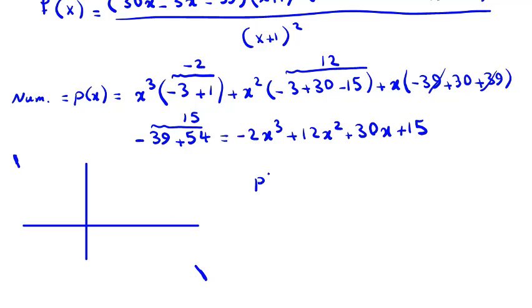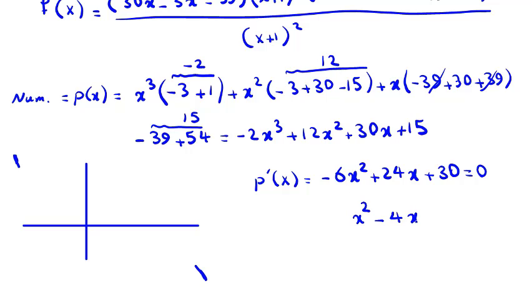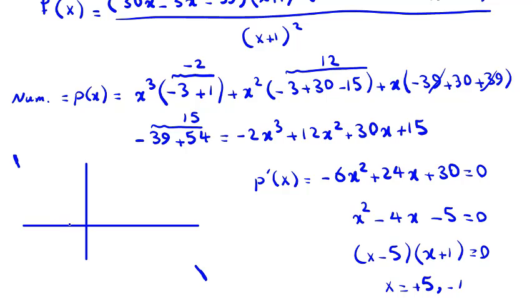And I want to differentiate, so p prime x equals -6x squared plus 24x plus 30 equals 0. And then we divide by -6, x squared minus 4x minus 5 equals 0. So you can say x minus 5 times x plus 1 equals 0. So x is 5 and -1. So for -1, 1, 2, 3, 4, 5, and at 5, we have 0.